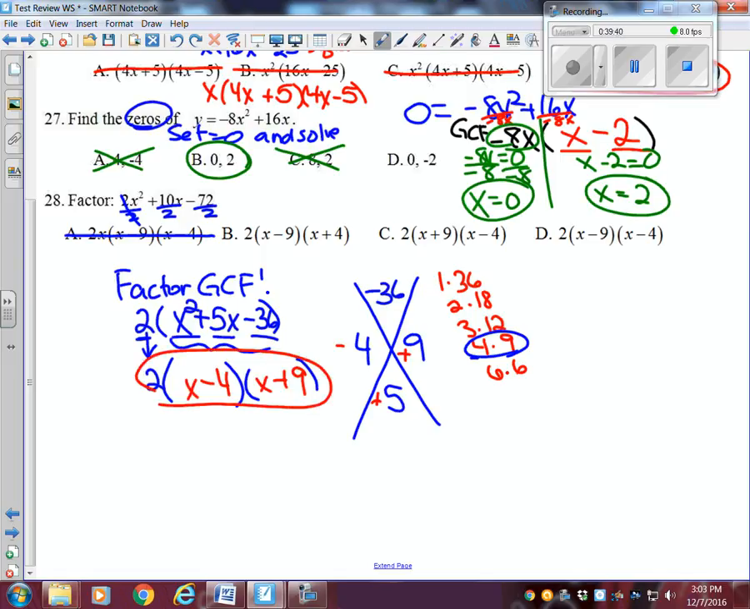Minus 4 plus 9. That's got the signs backwards. Minus 4 plus 9. That's got them negative, negative.